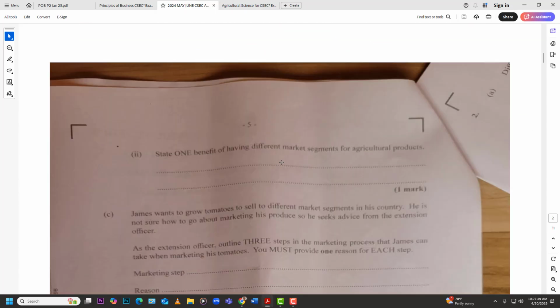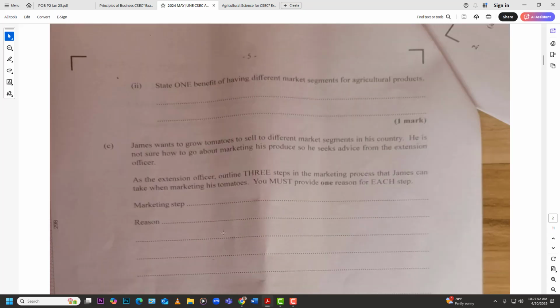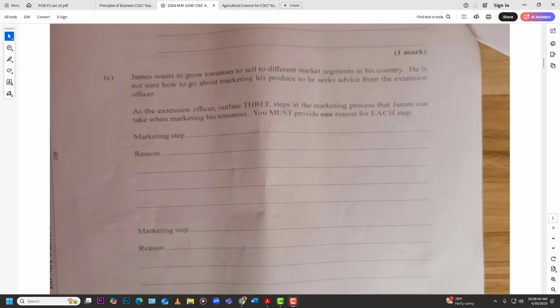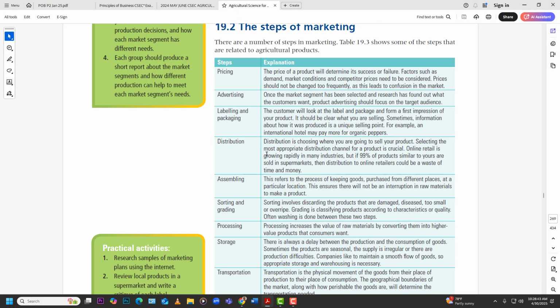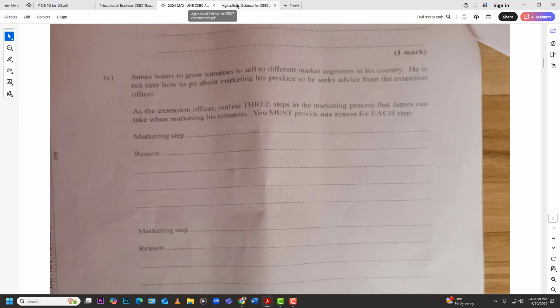All right, next question in this section. Now, James wants to grow tomatoes to sell to different market segments in his country. He is not sure how to go about marketing his produce, so he seeks advice from the extension officer. As the extension officer, outline 3 steps in the marketing process that James can take when marketing his tomatoes. You must provide one reason for each step in the marketing process. So there are multiple steps in the marketing process, and so you can choose and just explain whichever one best serves you, right? We're talking tomatoes here, so whichever one best serves you, you can choose that one and explain. So let's go through all of them.